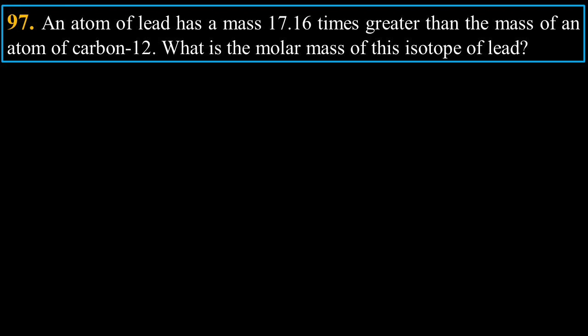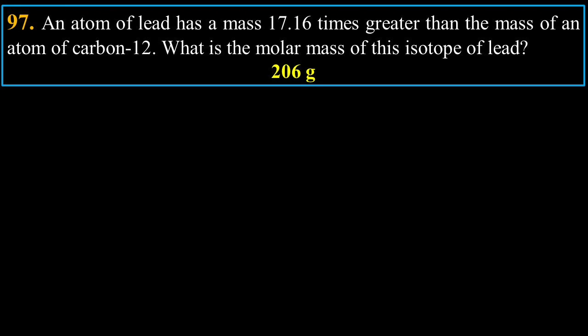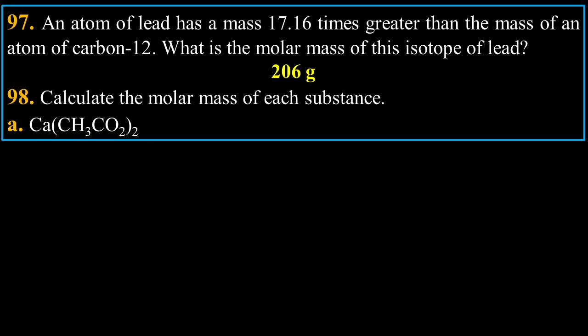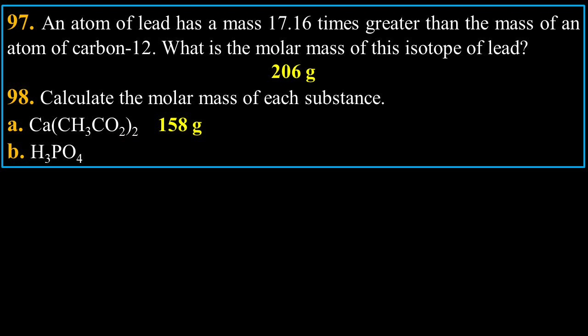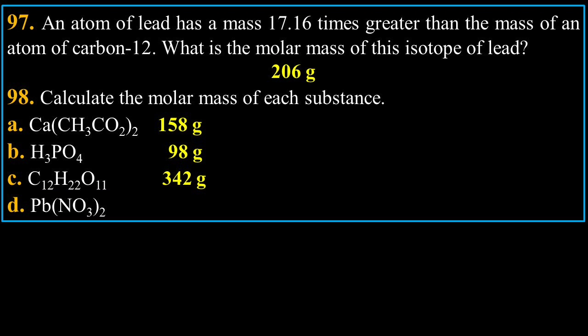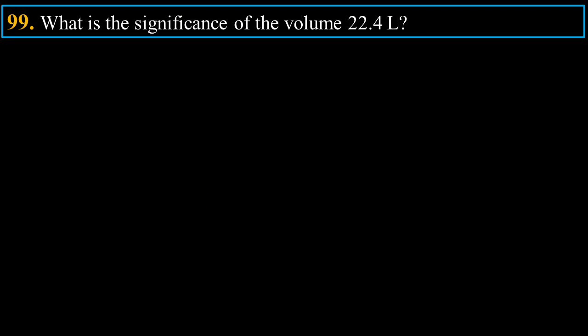An atom of lead has a mass 17.616 times greater than the mass of an atom of carbon-12. What is the molar mass of this isotope of lead? 206. Calculate the molar mass of each substance. Okay, let's change the timing because this is not very difficult. And that would be 158 grams, that's calcium, and then phosphoric acid would be 98 grams, and then looks like sucrose would be 342 grams, and then lead nitrate would be 331, yes, 331 grams, and then that's it.